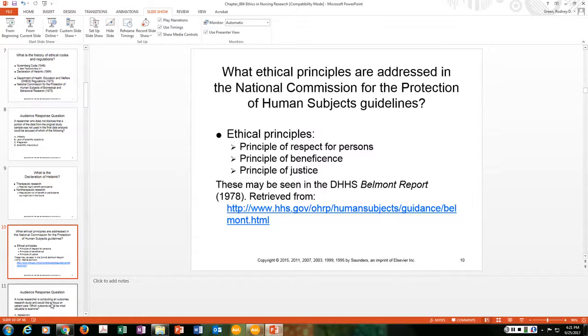What ethical principles are addressed in the National Commission for the Protection of Human Subjects guidelines? So there are three ethical principles. Principle of respect for the person, the principle of beneficence, the principle of justice. These may be seen in the Belmont report, and here is the URL for you. I want you to look that up. You should remember the Belmont report that made it clear what ethical principles research needed to include.